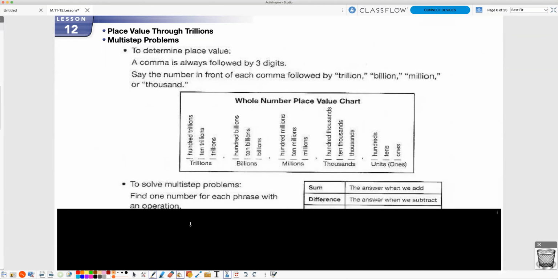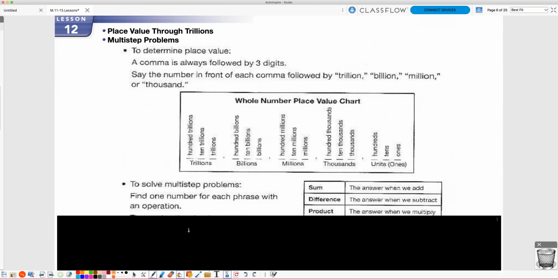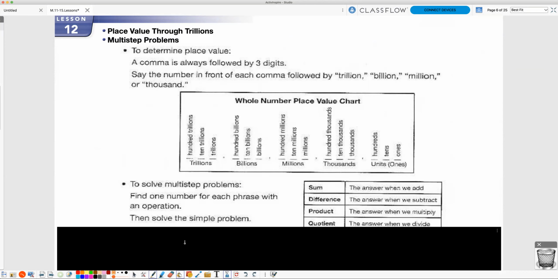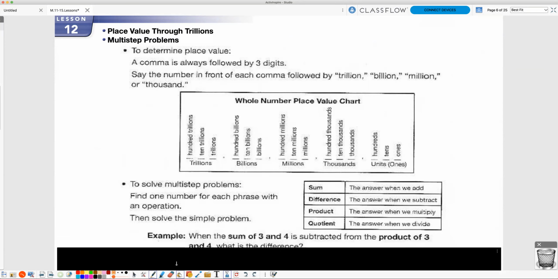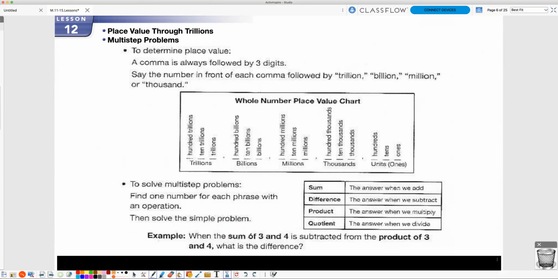To solve multi-step problems also, we find one number for each phrase with an operation and then solve the simple problem. For example, when the sum of 3 and 4 is subtracted from the product of 3 and 4, what is the difference? So you've got to do the sum. You need to know what the word sum means. That's the answer when we add. You need to know what the word product means. Product is the answer when we multiply.